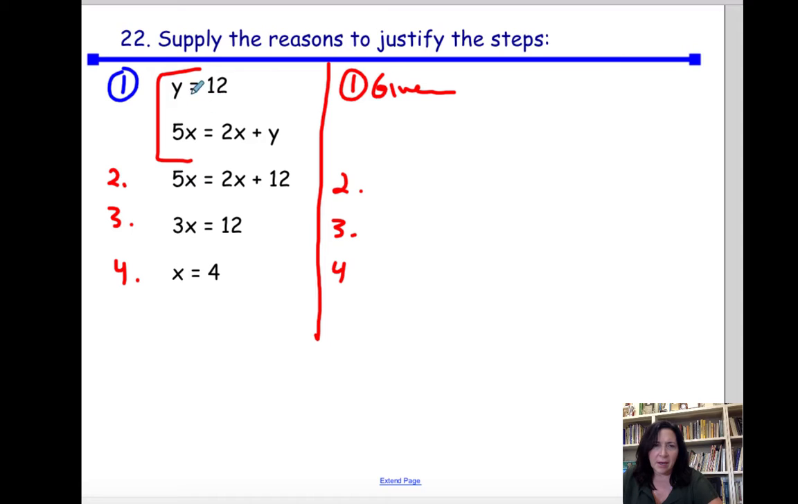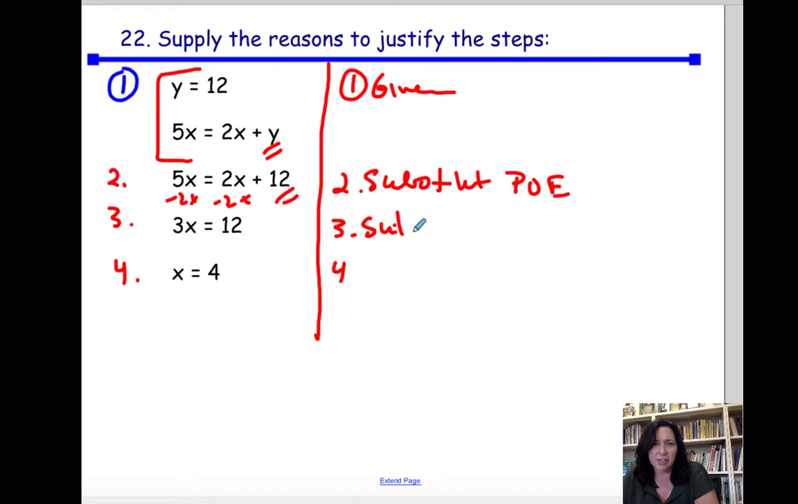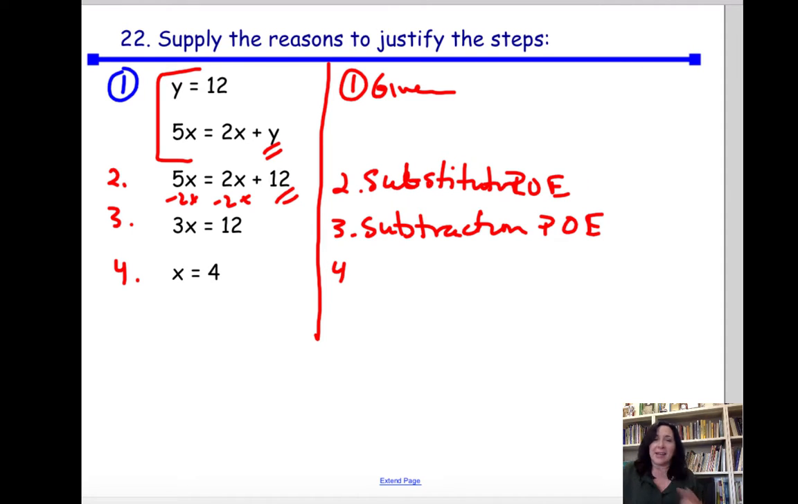And it looks like y equals 12. 5x equals 2x plus y. There's my equation. So 5x equals 2x plus 12. What they did was they replaced y with 12. And so that's the substitution property of equality. This looks like I subtracted 2x from both sides, so that's the subtraction property of equality. Now, if you can't tell the difference between these two, and I know it's a little bit hard, but this was substitution. You're not going to get credit for either, so make sure that you write really nice.